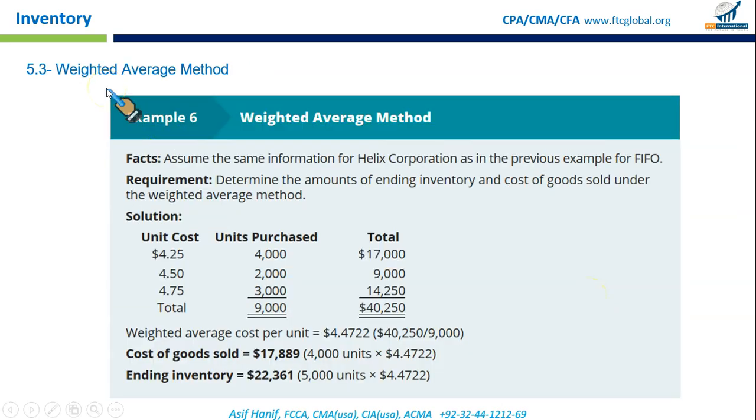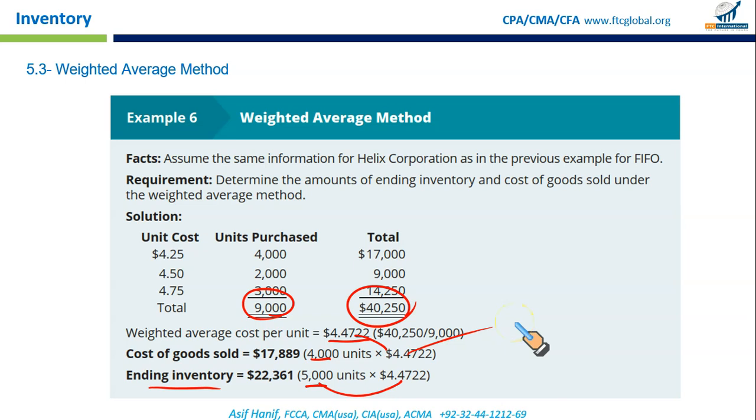Next, we have the weighted average method. Weighted average basically assigns the same cost to each unit of inventory by calculating an average number for the whole period. So what we do, we simply take the total cost of inventory and we divide it by the total number of units available for sale. So the rate that we get is applicable to all units, right? For cost of goods sold, whatever the number of units sold, you multiply those units with this rate, and whatever the number of units remaining, you multiply those units with the rate. This gives you the ending inventory value, and that gives you CGS.